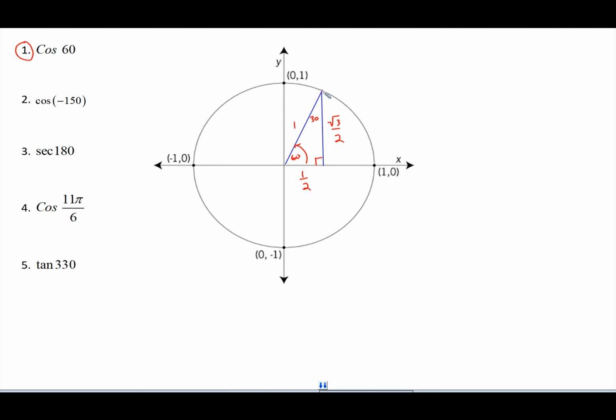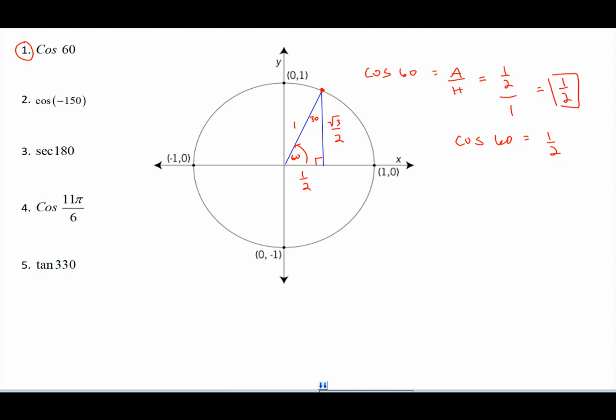At this point right here in quadrant 1, we know the x values are positive and the y values are also positive. So we need to find cosine 60. Here's how you do that. Cosine 60 degrees: we know cosine is adjacent over hypotenuse. From this 60-degree central angle, the adjacent side is 1/2, and the hypotenuse is 1. So 1/2 divided by 1 gives us 1/2. And that's your answer: cosine 60 degrees is equal to 1/2.